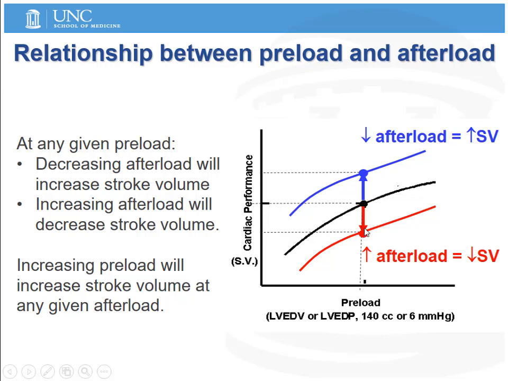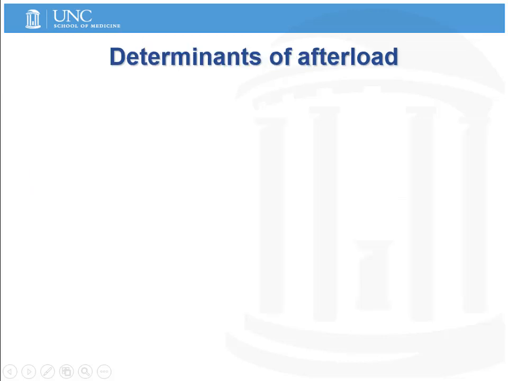In addition, that Frank-Starling mechanism still applies regardless of the afterload. So increasing preload causes an increased stroke volume at any given afterload. So this is used as a compensatory mechanism. This means that if afterload is increased and stroke volume is therefore decreased, preload can be increased to bring the stroke volume back into that physiologic range. And if afterload is decreased and stroke volume is therefore increased, preload can be decreased to bring the stroke volume back down. There are a few factors that are important in determining afterload.